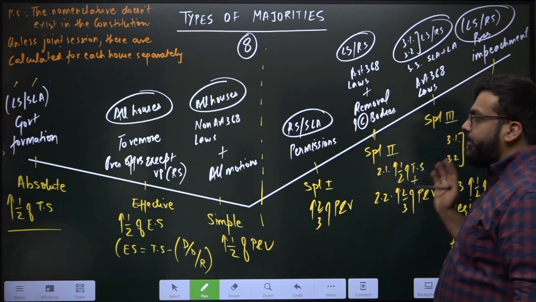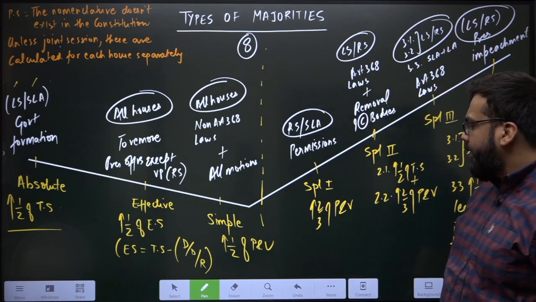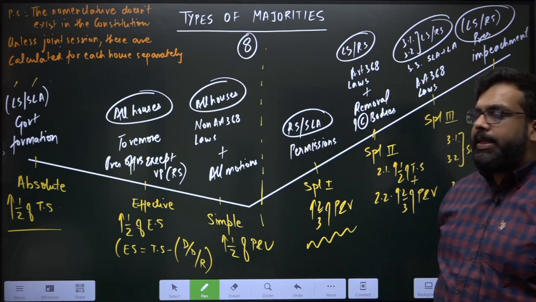Now you look at the 2/3 fraction. The first is called special majority 1, which is more than 2/3 of present and voting.